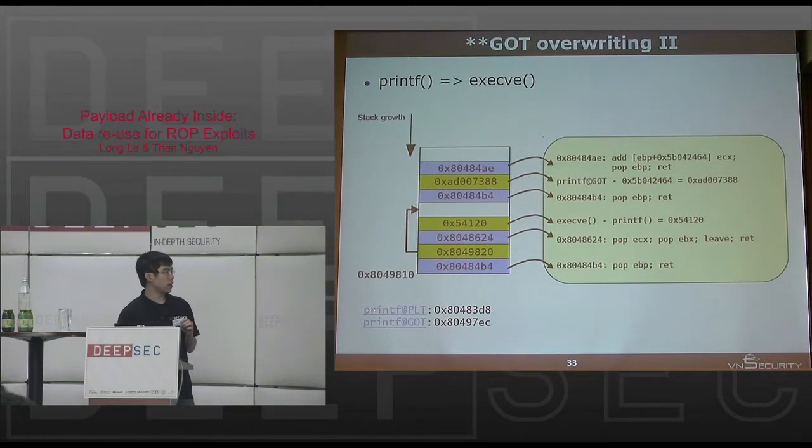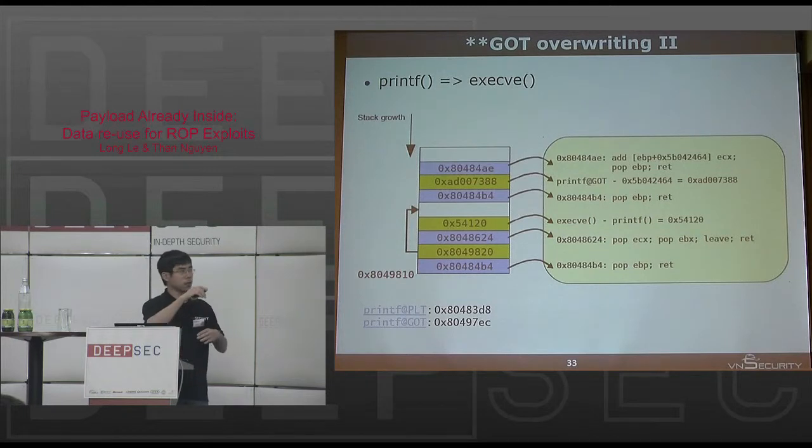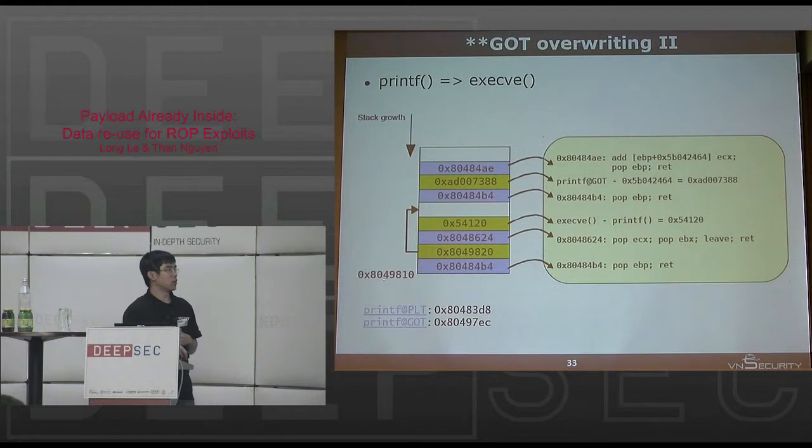This is the address of the printf in the PLT, and this one is the address of the printf in the GOT table. And I think the payload is maybe a bit hard to see, but basically this one is the address of the custom stack, which is in the data section. So the benefit of this one is you know the exact value and you can fully control the stack.